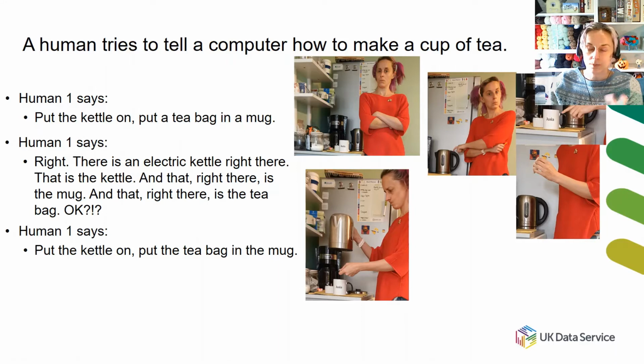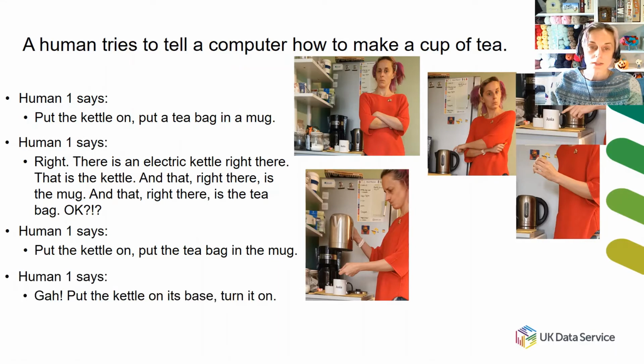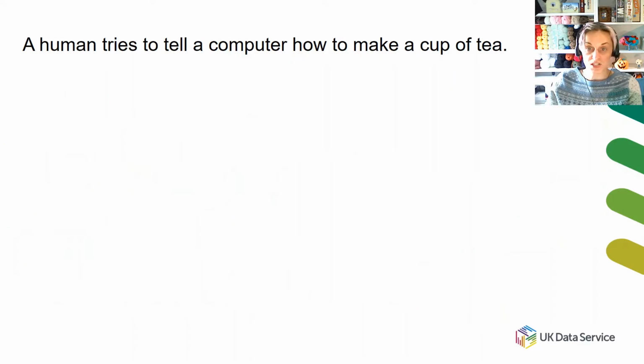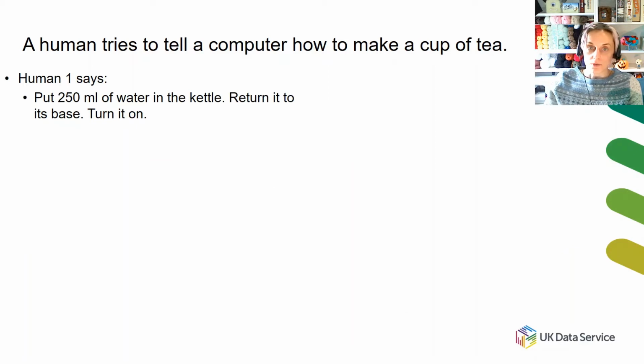And the human is now a little annoyed, but says, right, put the kettle on its base and turn it on. And the computer says, error, low water warning. Now, a human, even if there was not enough water in the kettle, would have just put water in the kettle and turned it on. You didn't need to tell the human that. You have to tell the computer that, because it doesn't know. So the human says, put 250 milliliters of water in the kettle, return it to the base, turn it on.